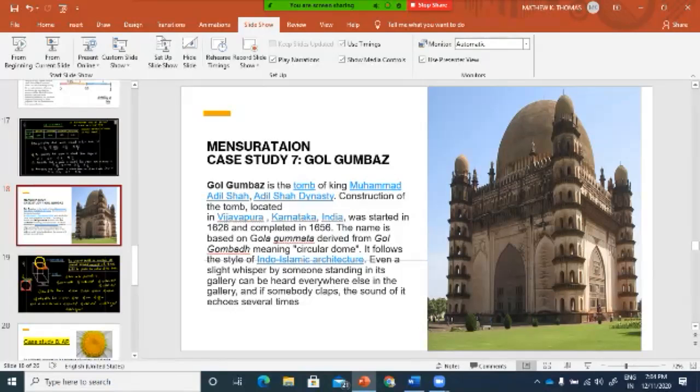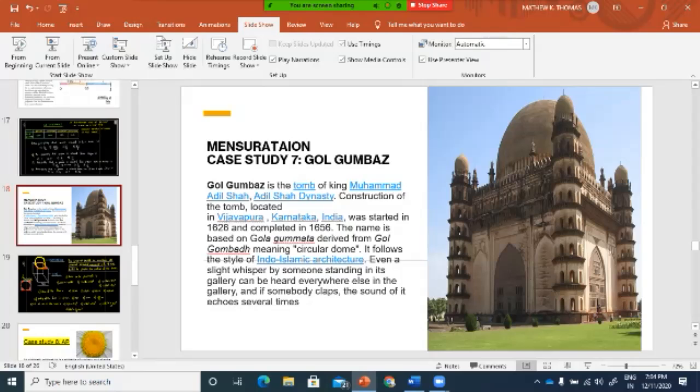Tomb. That means if you look at the structure, below is a cuboid and on top is a hemisphere. This is a typical style of Islamic architecture. You see in every architecture there will be a dome there, right? And what is special about this is that if somebody claps here, it echoes and everybody around the place can hear this. So it echoes.